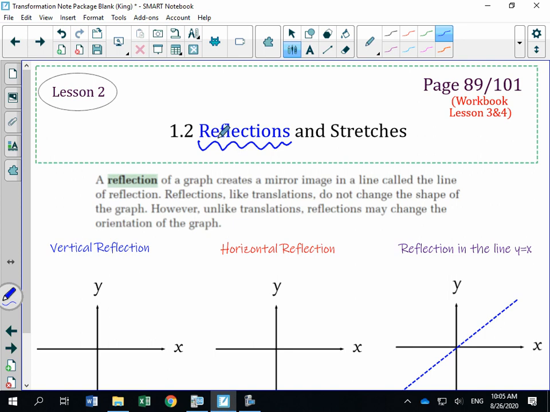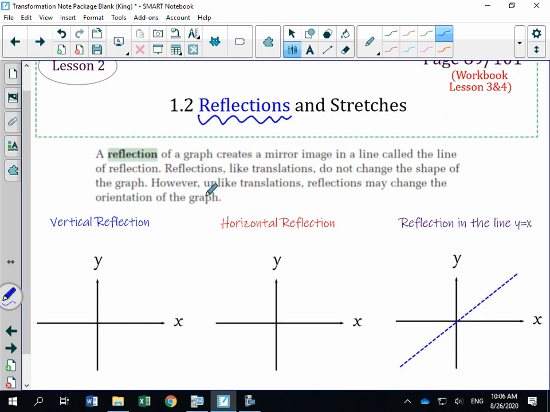So what a reflection is: a reflection of a graph creates a mirror image in a line called the line of reflection. So reflections, like translations, do not change the shape of the graph, right? That's important. Translations move the graph. This is going to reflect the graph. It's not going to change the shape of it. However, unlike translations, the orientation of the graph is what's changing.